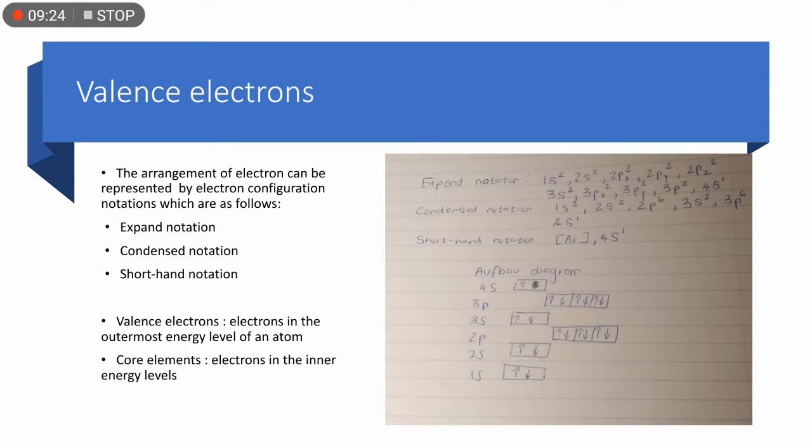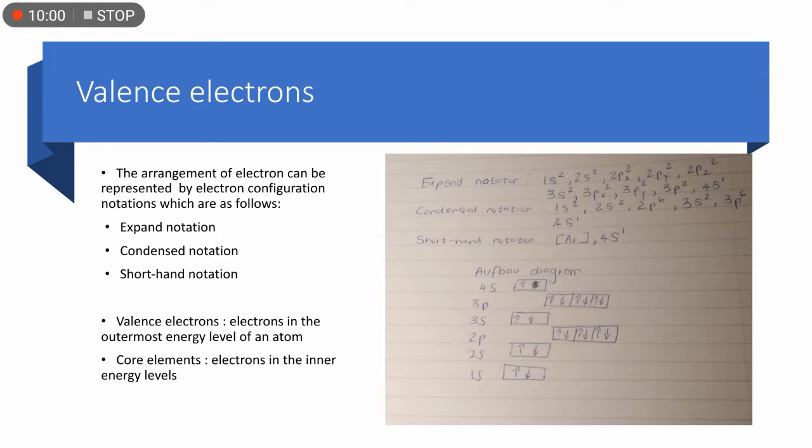Okay, moving to the third energy level, we have the s orbital, which is occupied by 2 electrons. We have the px orbital, occupied by 2 electrons. We have the py orbital, occupied by 2 electrons, and we have the pz, which is occupied by 2 electrons. And on the fourth energy level, we have an s orbital, which is occupied by 1 electron.